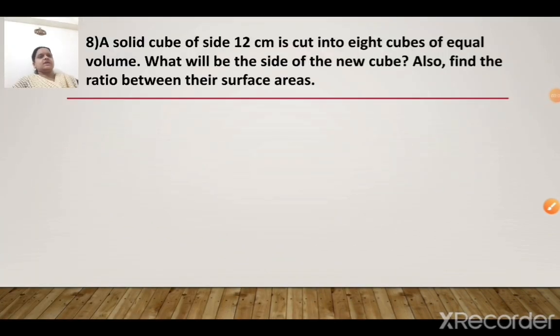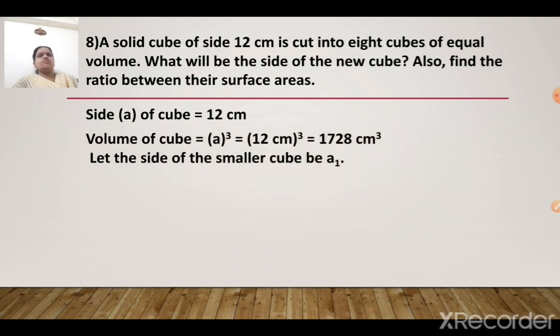Solid cube of a side 12 cm is cut into 8 cubes of equal volume. What will be the side of a new cube? Also find the ratio between their surface areas. So let us consider first of all the side of the bigger cube as 12 cm, and we will find the volume of this cube. The volume of a cube is a cube. Therefore 12 cube equals 1728 centimeter cube.